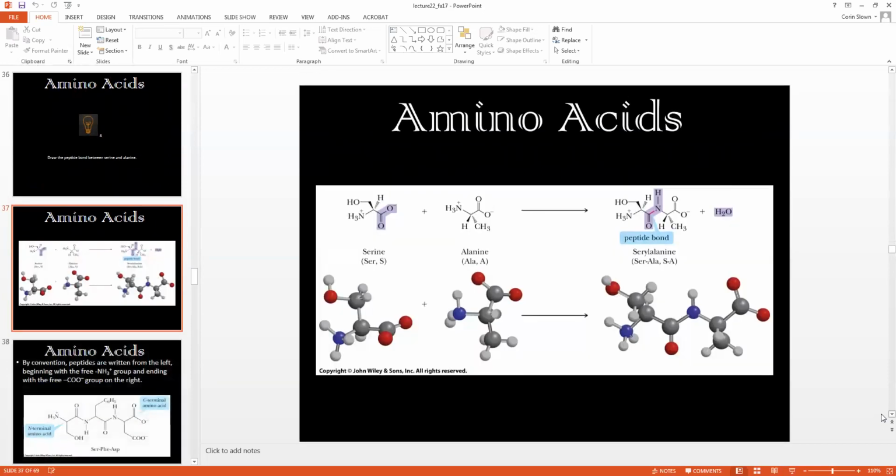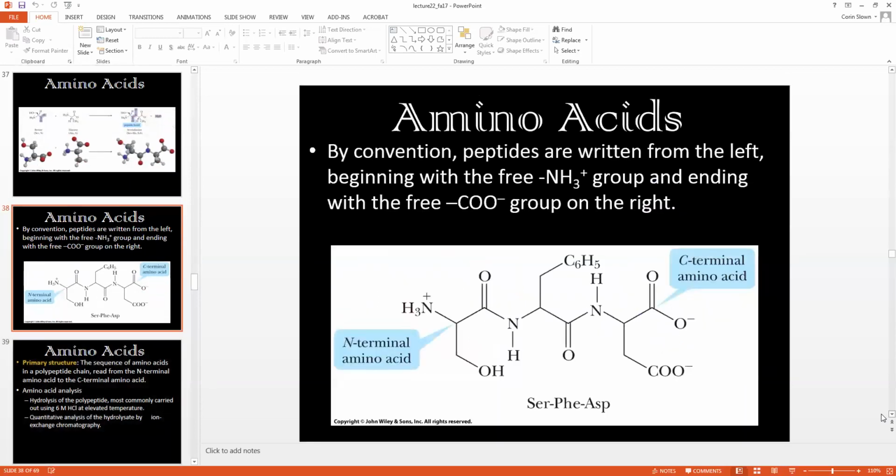So here we see the carboxylic acid of the serine, which will form an amide bond with the amino group of the alanine. That peptide bond is shown with the bond in red. By convention, peptides are written from left, beginning with the free ammonium group and ending with the free carboxylate group on the right.